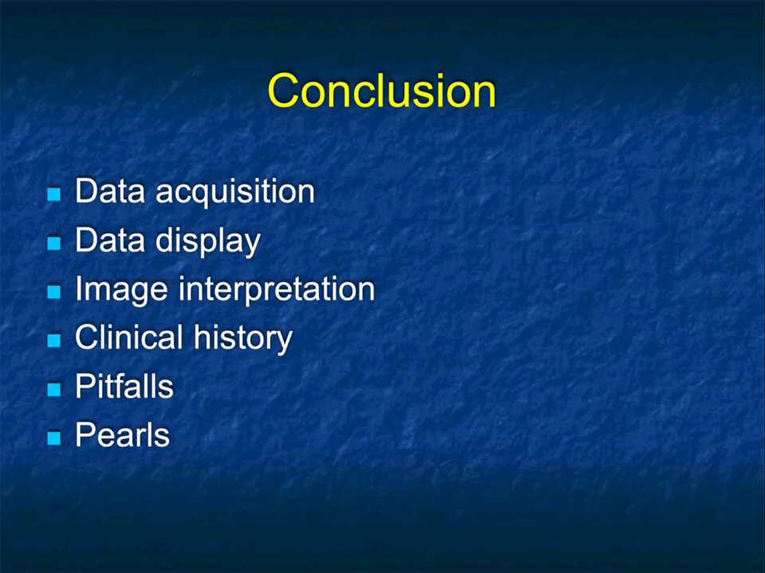Again, the key pearls: data acquisition critical. Excretory phase imaging critical, data display, coronals, and sliding MIPs. Image interpretation, be careful, look very carefully. Clinical history is helpful, hematuria. Obviously, if the patient had a prior TCC, that's very helpful. We've gone through pitfalls, and hopefully I've given you some great pearls.